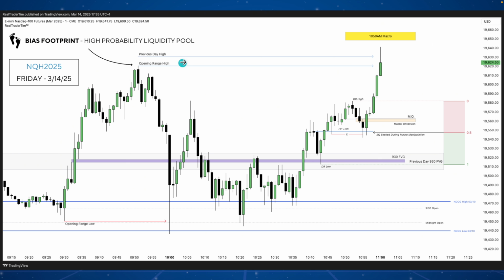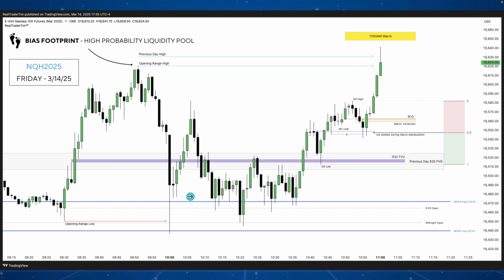So whenever I see this occur, it's really hard for me to want to short after I see these signatures, and we have these signatures and bias footprints above market price, because I know how often they are drawn to as our draw on liquidity, right? I'd rather just wait and be okay with missing any sort of sell-off and wait to see if I get a clear long setup.